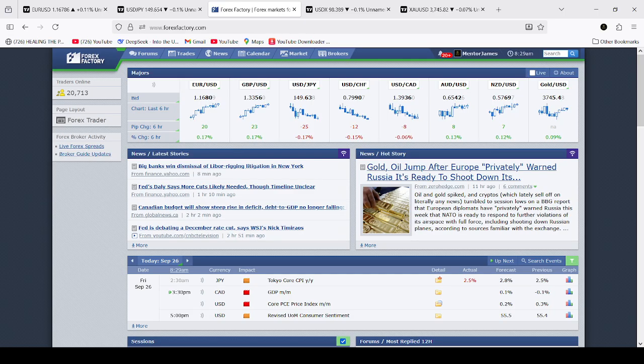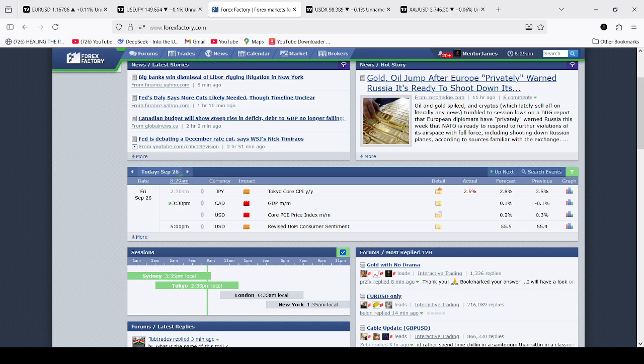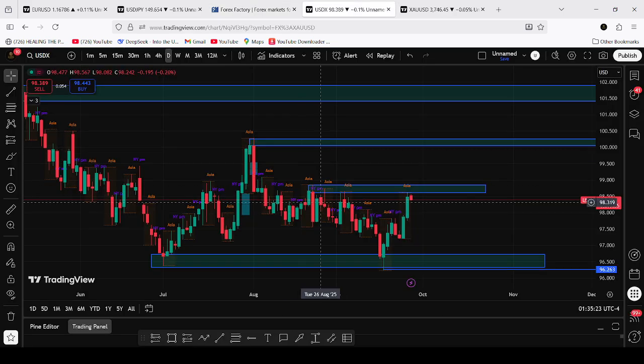For the others, like the Canadian dollar, there will be GDP month after month. Then still at 5 p.m. we should be having the USD UoM consumer sentiment. This data is not high impact, but moderate impact. So the only one that will affect the USD much is the core PCE price index month after month. Since we don't have much to look at, let's go direct to the technicals.